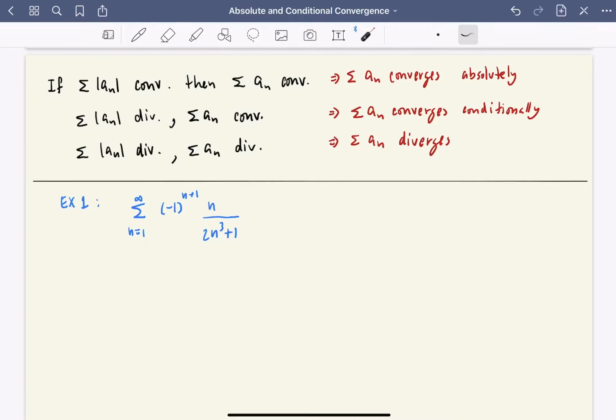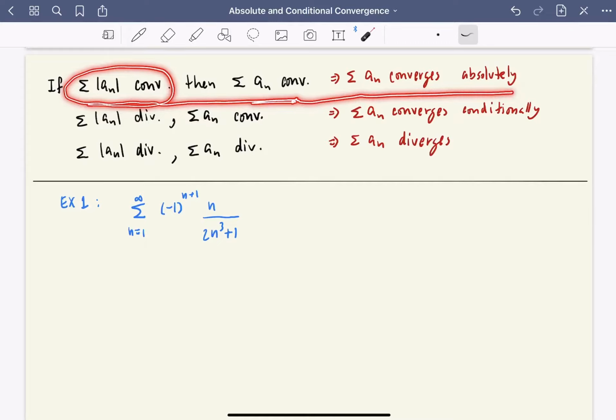Hello everyone. Today we're going to show you an example of how to determine whether a series converges absolutely, converges conditionally, or diverges. Okay, let us review the concept. If the summation of the absolute value of an converges, then the summation of an also converges, and then we say that the summation of an converges absolutely.